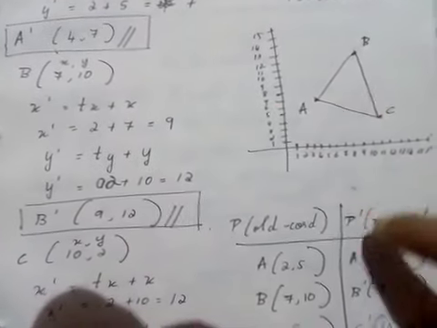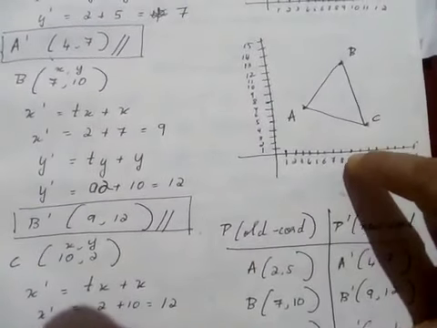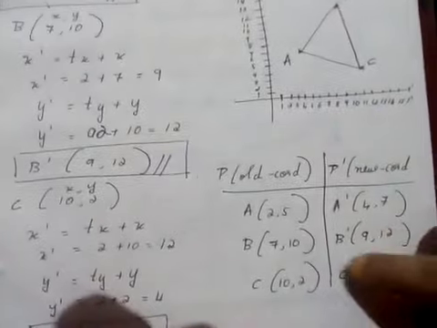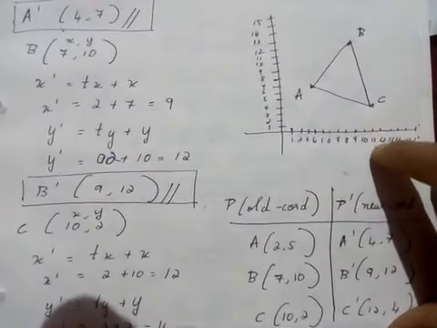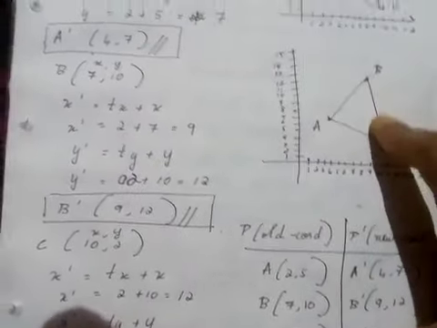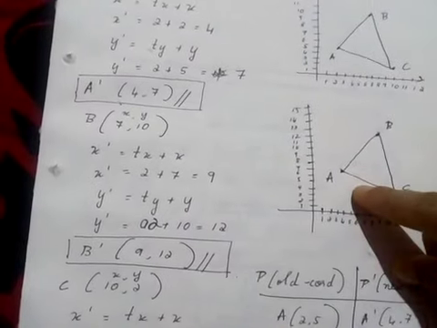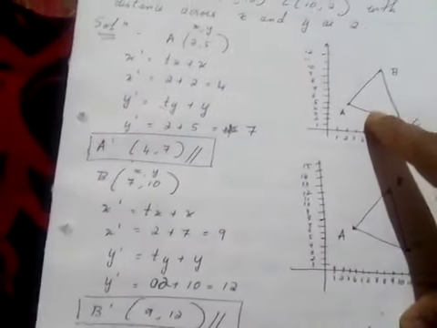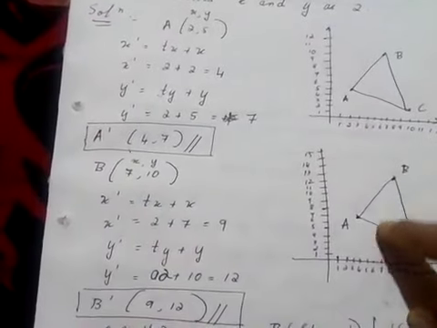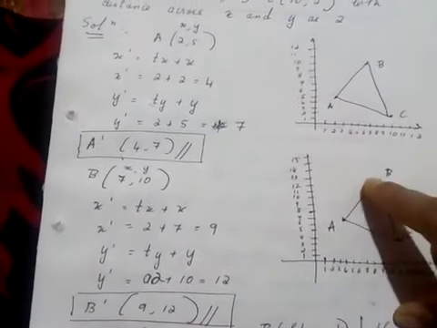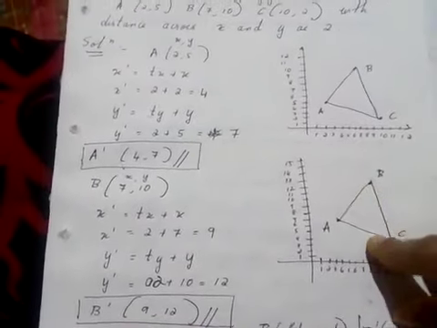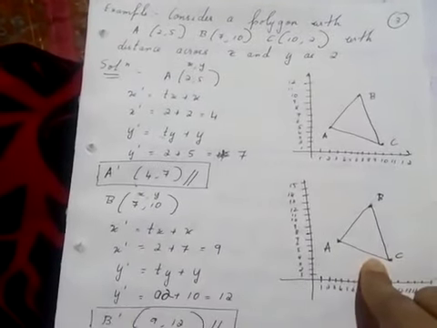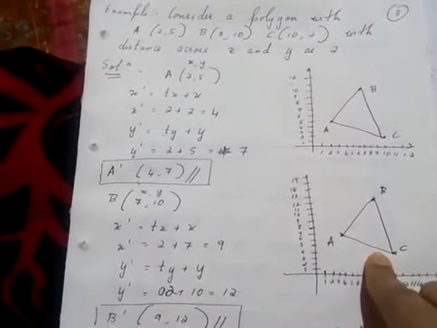So you have to draw the new polygon. The new A is 4 comma 7, new B is 9 comma 12, and the new C is 12 comma 4. So the new polygon is drawn. It has just moved a bit upper. This polygon was a bit down, and this has moved a little bit upper. That's it, only the coordinate positions have changed. So this was two-dimensional translation along with an example.